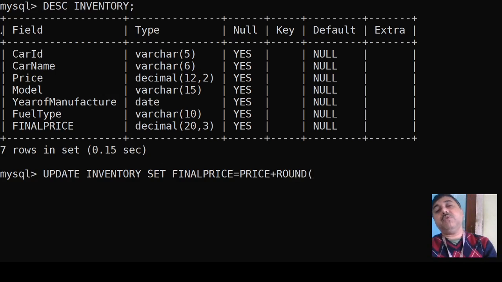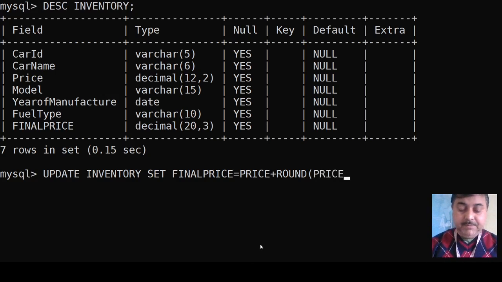What do we need to round off? We need to round off that GST that we are calculating. That means price into 12% of the GST, isn't it? So price, then into 12 divided by 100. Okay, comma, how many decimal places? One decimal place. Fine. Now you close the bracket. Okay, so this you have done.